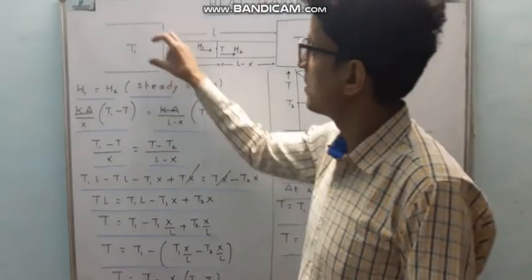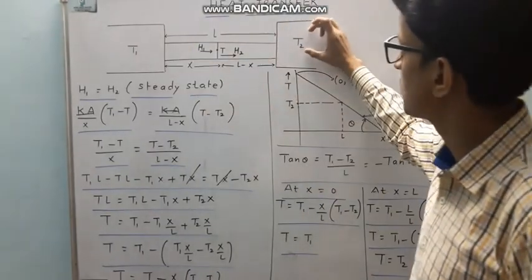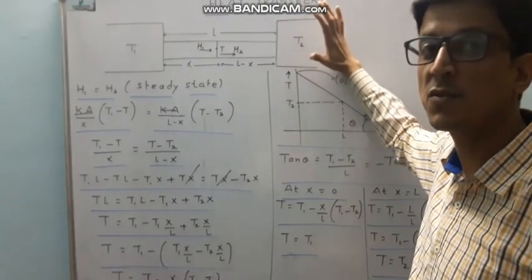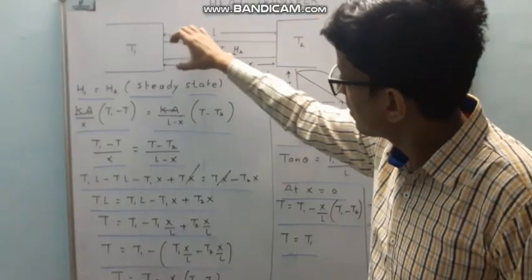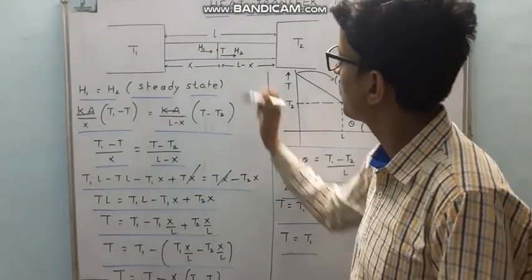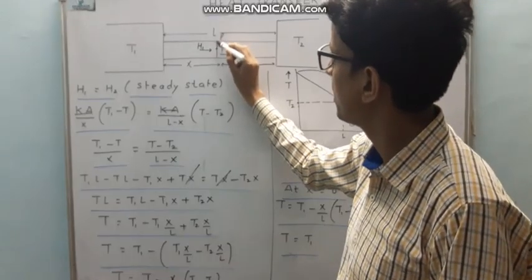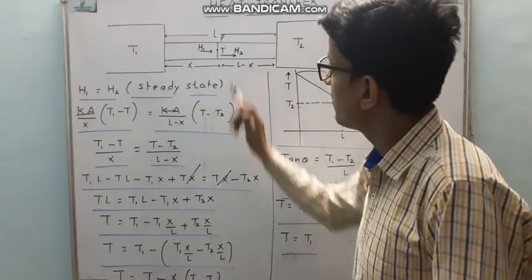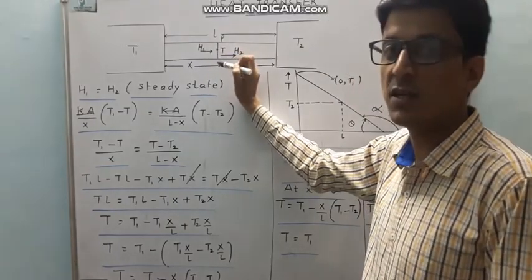Suppose this body has a temperature T1, this body has a temperature T2. They are maintained at T1 and T2 by some external source, and they are connected by a conducting rod having length L. Let's find the temperature of a point P on the rod. Let's assume the temperature is T. So obviously T will be lesser than T1 and greater than T2.